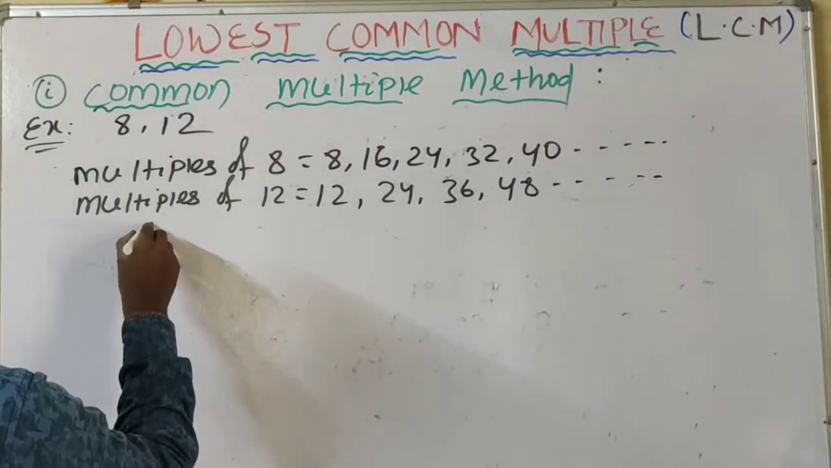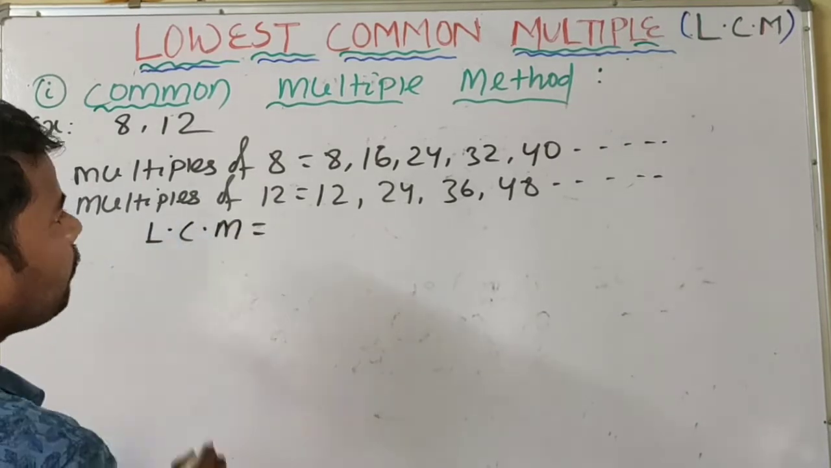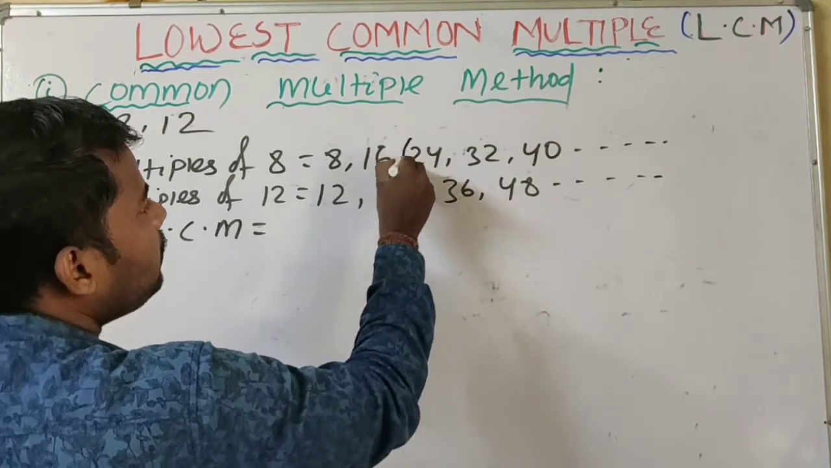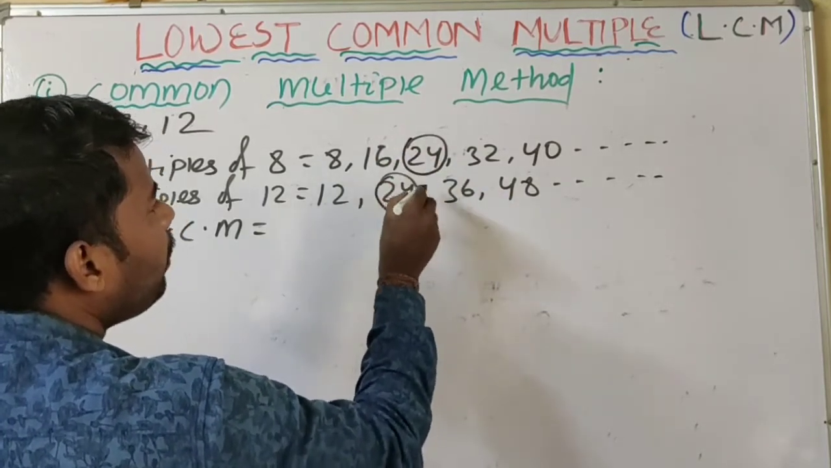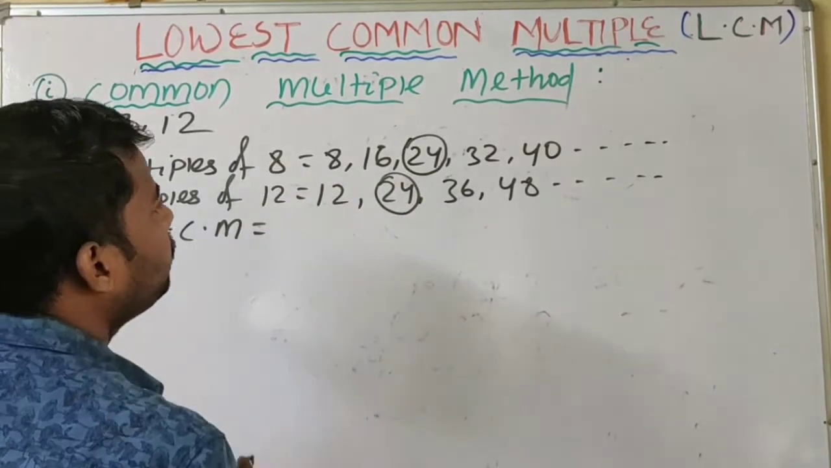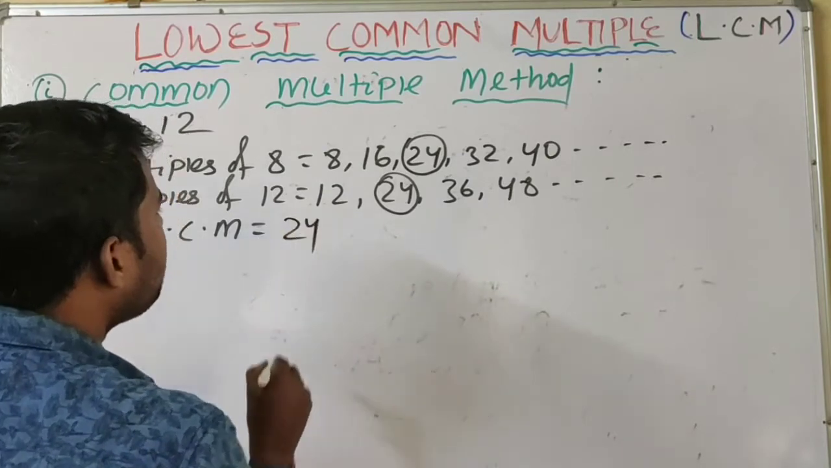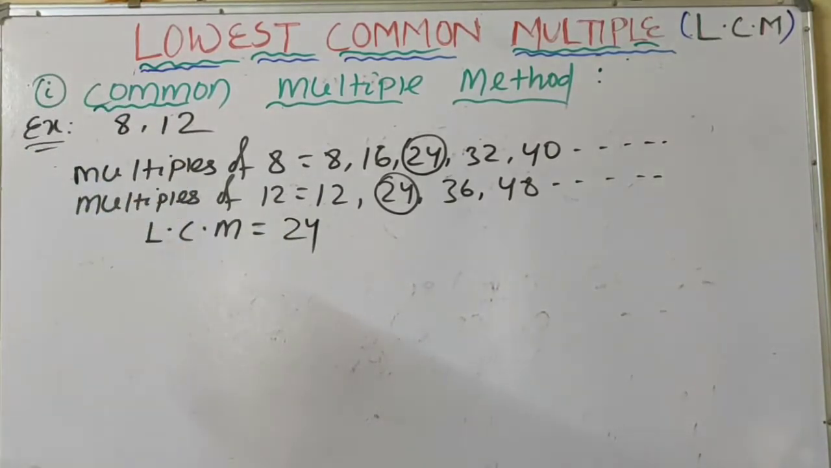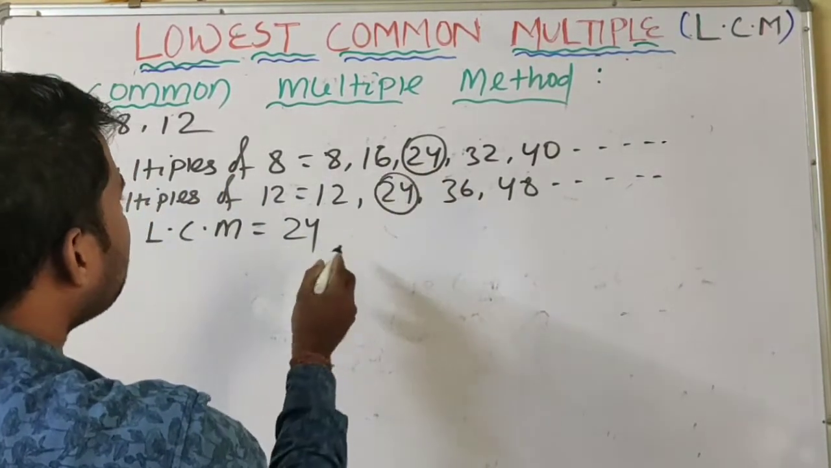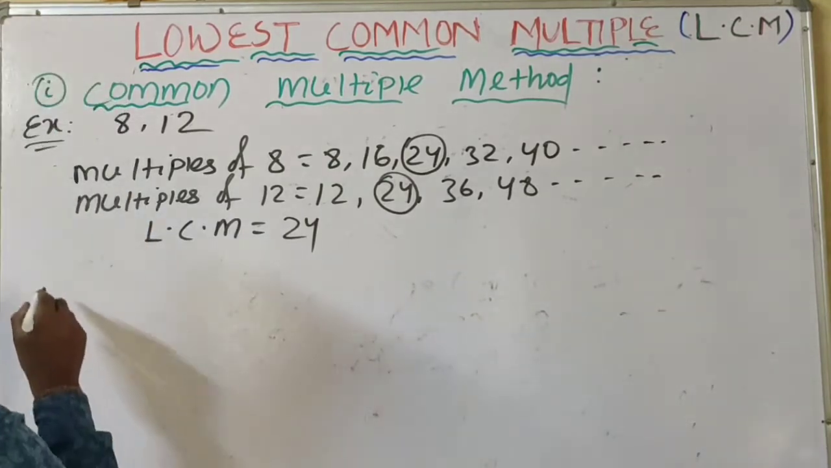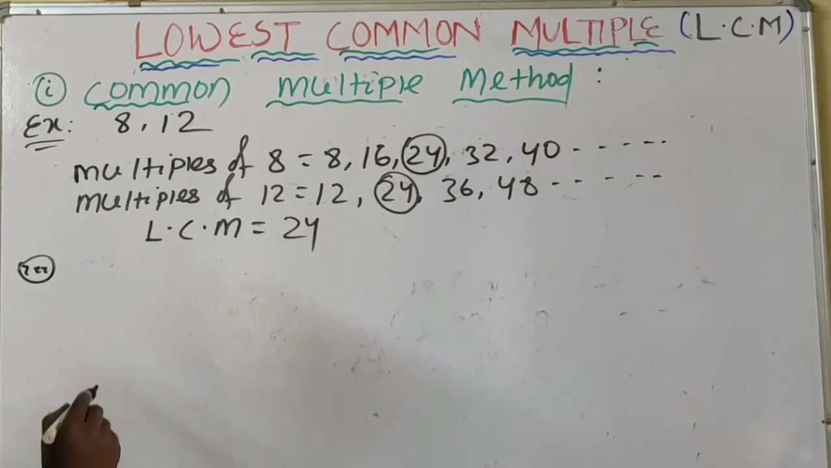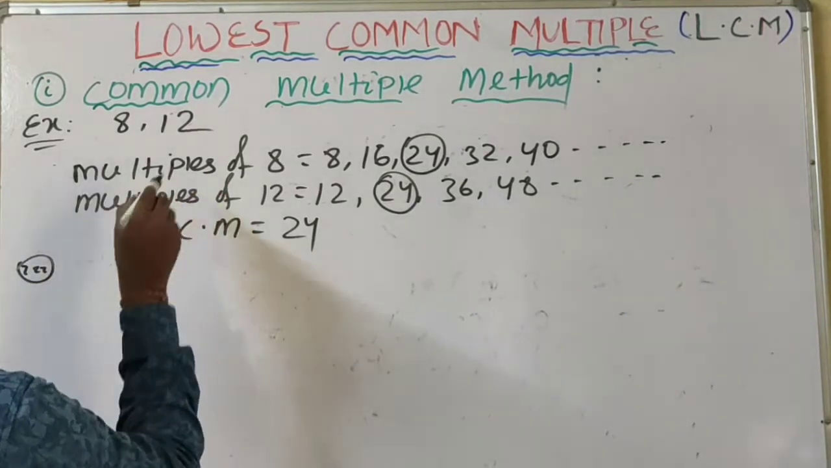So here the LCM will be the lowest common multiple of both numbers. It is clear that 24 is the lowest or least common multiple of 8 and 12. So 24 will be the LCM of 8 and 12. So in this way, whichever number is the common multiple of both numbers, that will be the LCM.